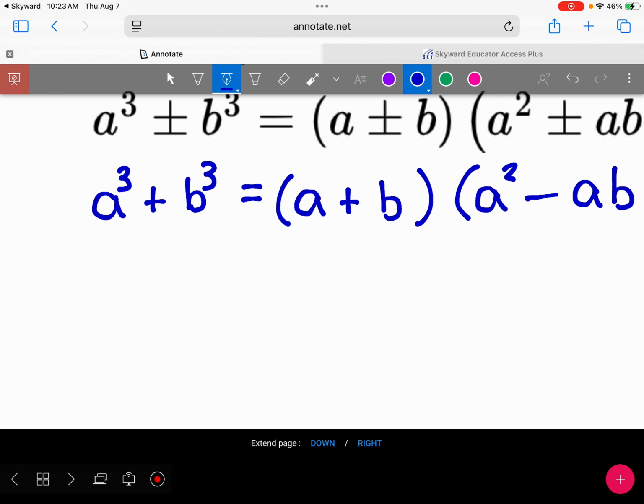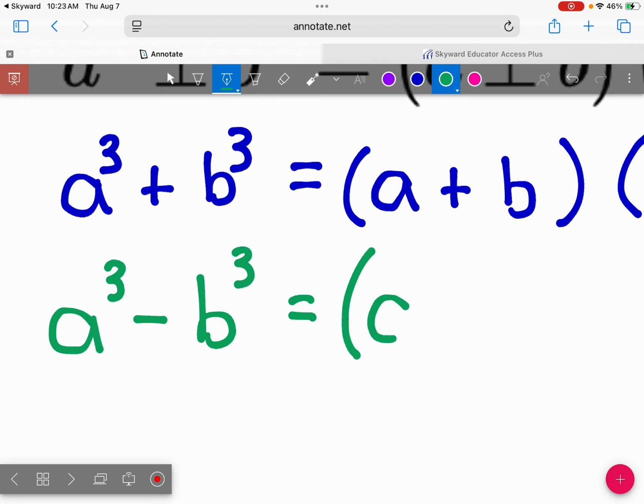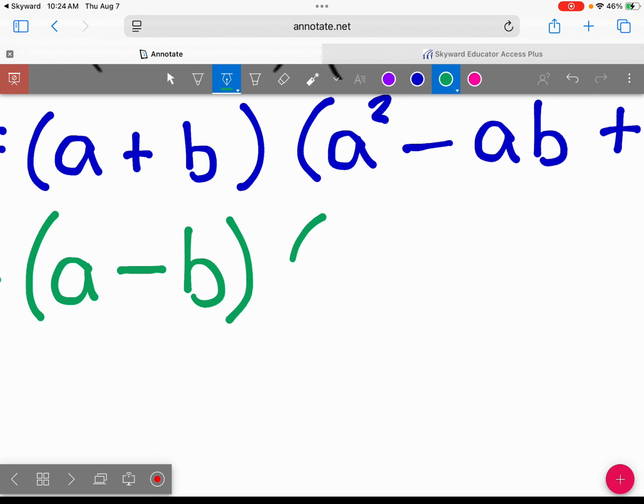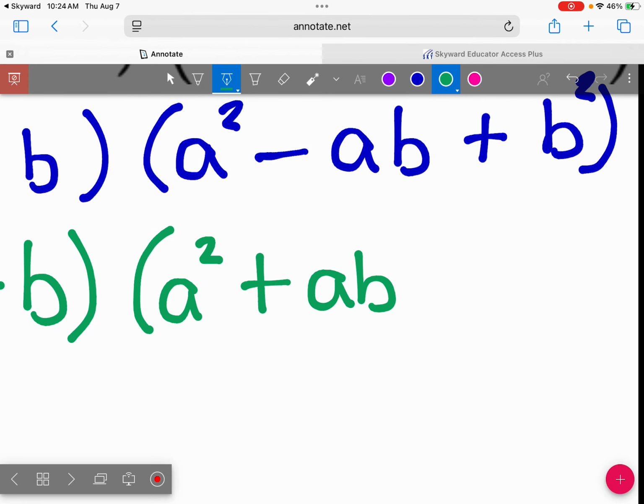The only thing different between a sum of cubes and a difference of cubes is the sign. Everything else lines up exactly the same. It's just instead of A plus B, we're going to have the same sign that we started with, which was the minus sign. And we're going to have our A squared with our opposite sign, so this time it's a plus, AB, and it always ends with a plus for our B squared.